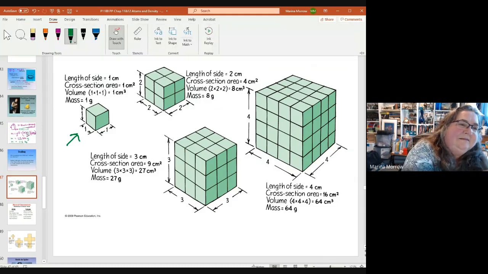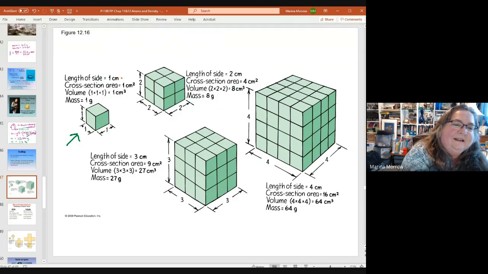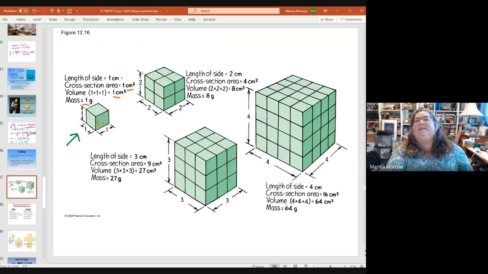And then that makes the length of a side 1 centimeter. The cross-sectional area would be 1 by 1, so that's going to be 1 centimeter squared. The volume is 1 centimeter cubed. And the mass, if this was filled with water, would be 1 gram, right? So this is a substance with the same density as water. Okay, then we scale it up.